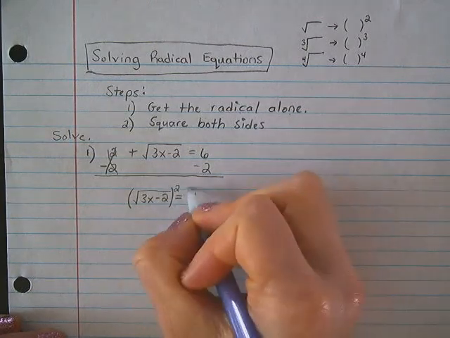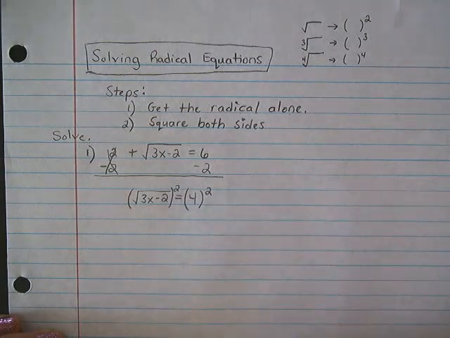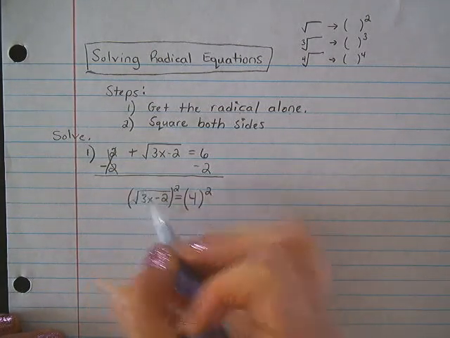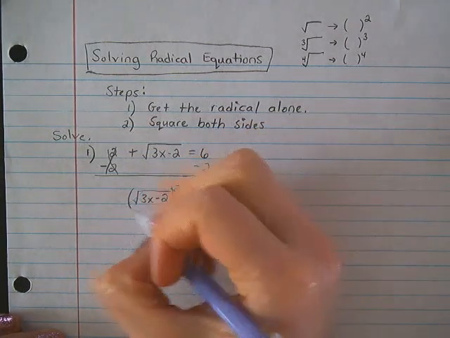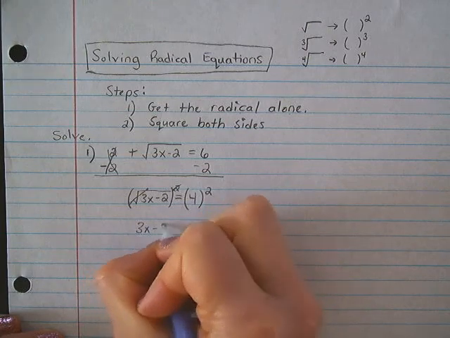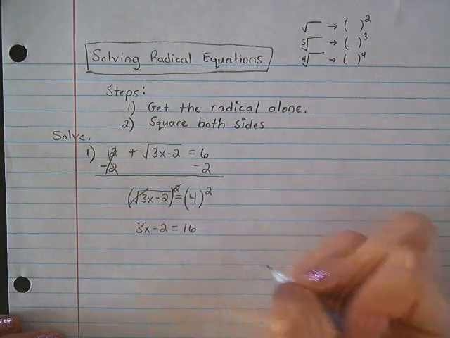And then what you do to this side, you also have to do to the other side. So we would have to square the other side of the equation. When we square the square root, they are opposites of each other, so they're going to go away. And then we're left with 3x minus 2 on this side, and then 4 squared ends up being 16.